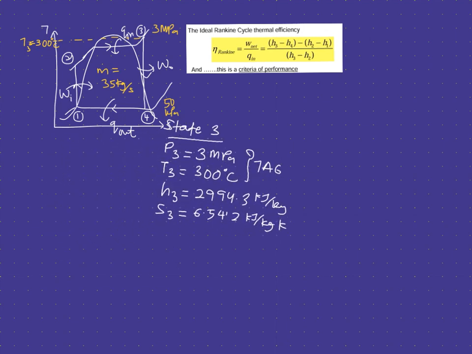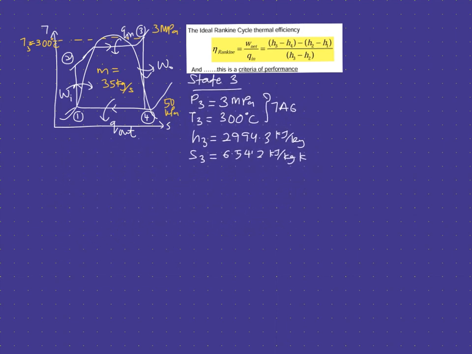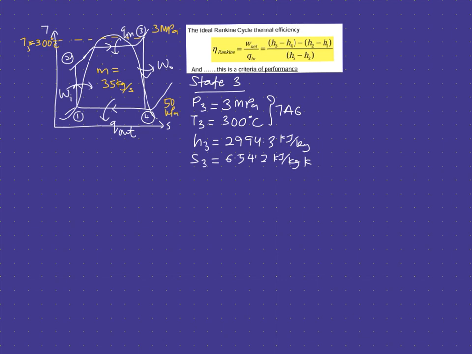Now we want to find out the next state, right? So from state 3 we move to state 4. What is known from your state 4? It is your pressure. P4 is equal to 50 kilopascal, because the pressure along this line is equal to 50 kilopascal. This is actually the condenser: inlet to your condenser, outlet to your turbine.